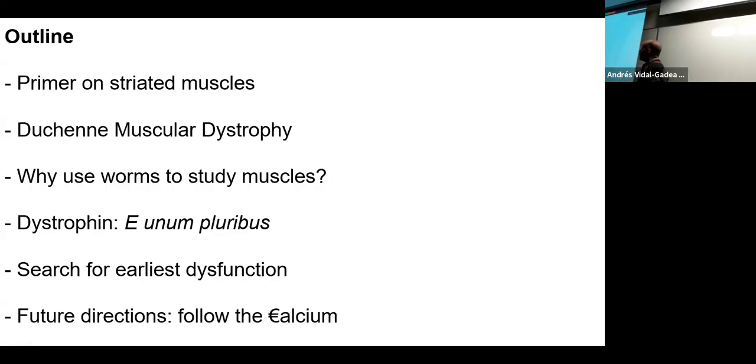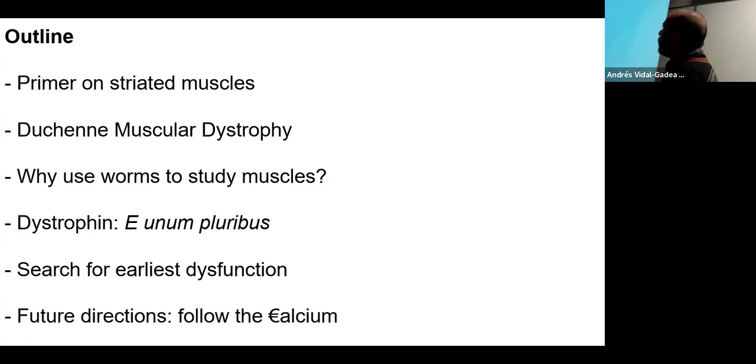All right, so first of all, I'm going to start by doing a small primer on muscle, just in case you are not familiar with how muscles work, and then a little bit about Duchenne's, and try to make the case of why we use worms to study this disease, and then get to the protein that is at the heart of the disorder, and then some of the work that we've been doing to try to understand the disease. And if I have time, I'll get to some future directions.